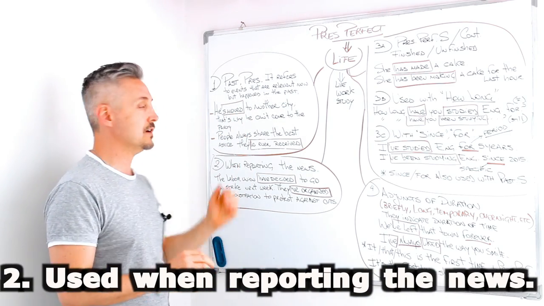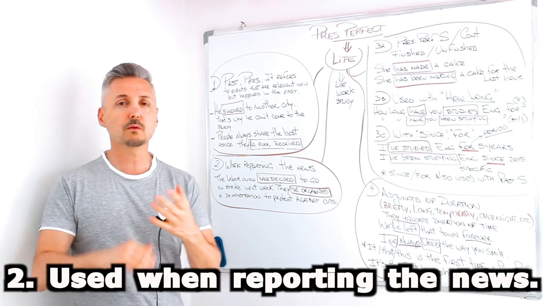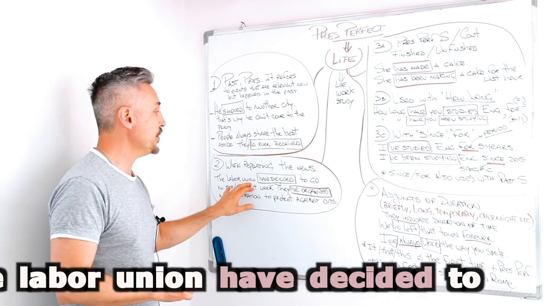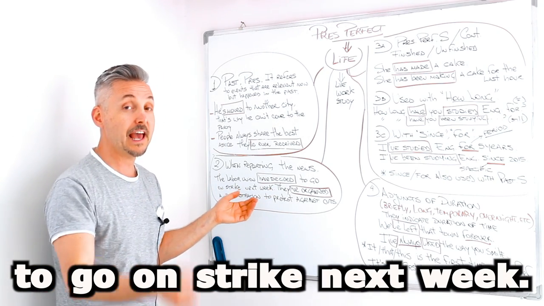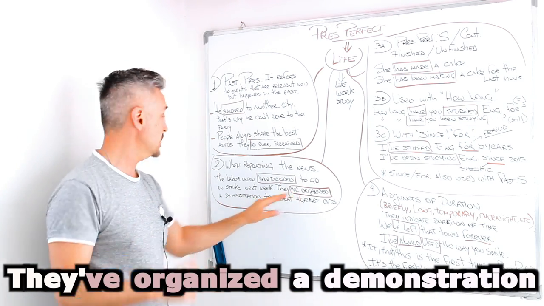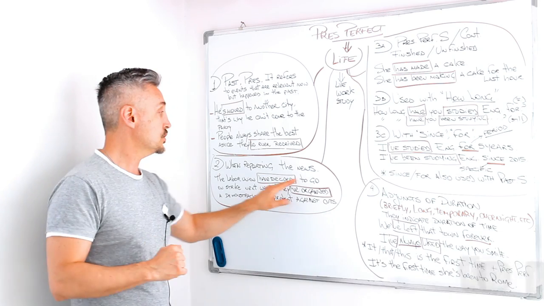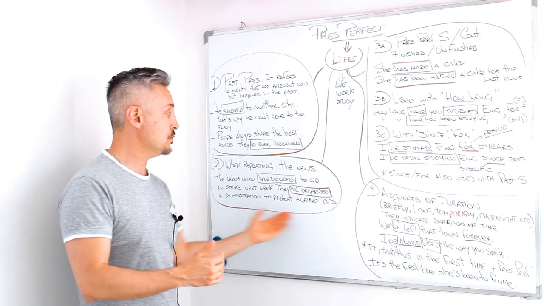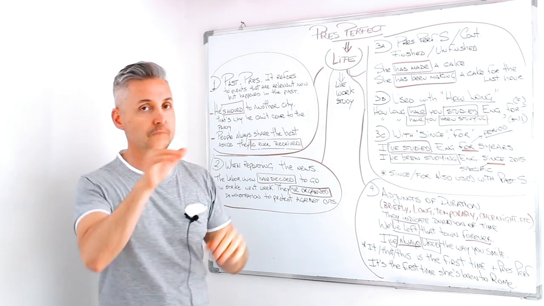Now let's take a look at the second point. Yes, the present perfect is used when reporting the news. So, let's suppose I'm a journalist, and I'm telling you, this is the example. The labor union have decided to go on strike next week. Have decided. They've organized, they have organized a demonstration to protest against cuts. So, these are present perfect, and this is a piece of news that I'm giving you, and that's why we use the present perfect.